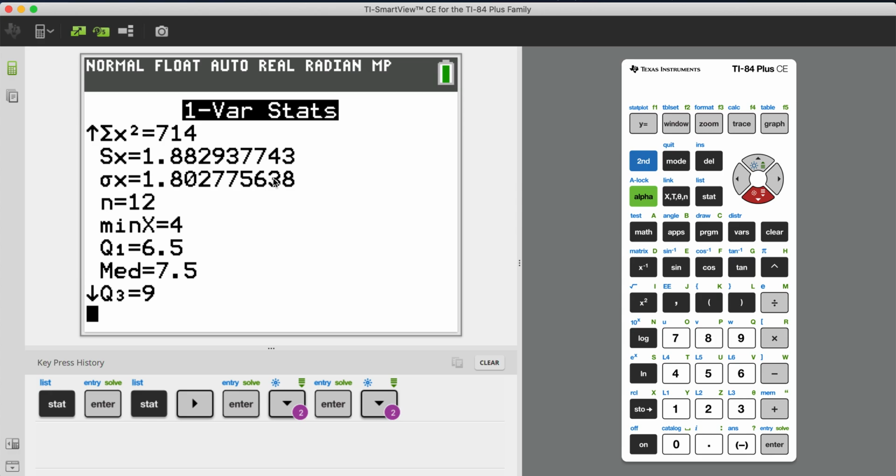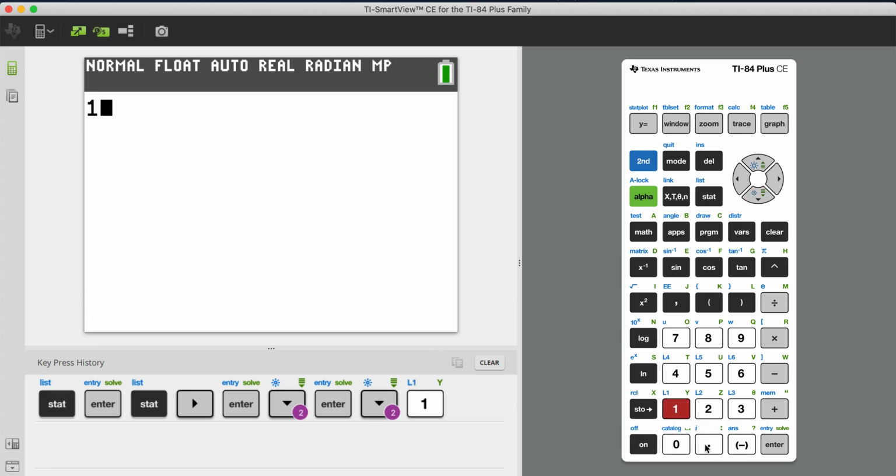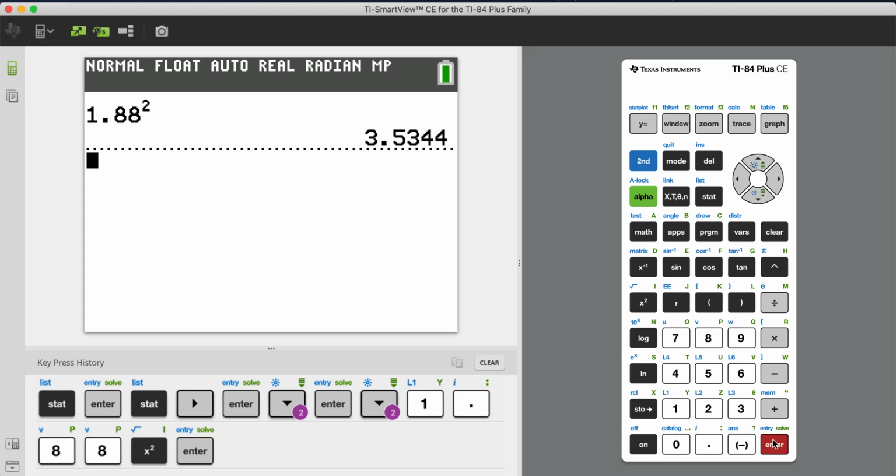What if I wanted you to find the variance? There is no actual calculation for the variance on your calculator, but we don't need one because we know the standard deviation comes from taking the square root of the variance. Therefore, to go back, all we're going to do is take 1.88 and square it. If we do that, here is your sample variance. To get the population variance, you would just take sigma x and square it.